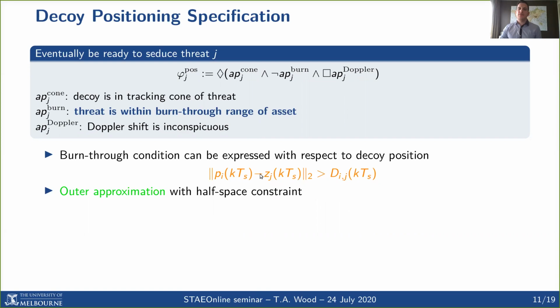So this is a lower bound on the distance for the burn through to occur, and we take an outer approximation of this because we have a negation here. So in the end, we want to constrain the opposite so that we never have this condition. In this case, we take an outer approximation so that if it is not satisfied, we constrain for what we want.